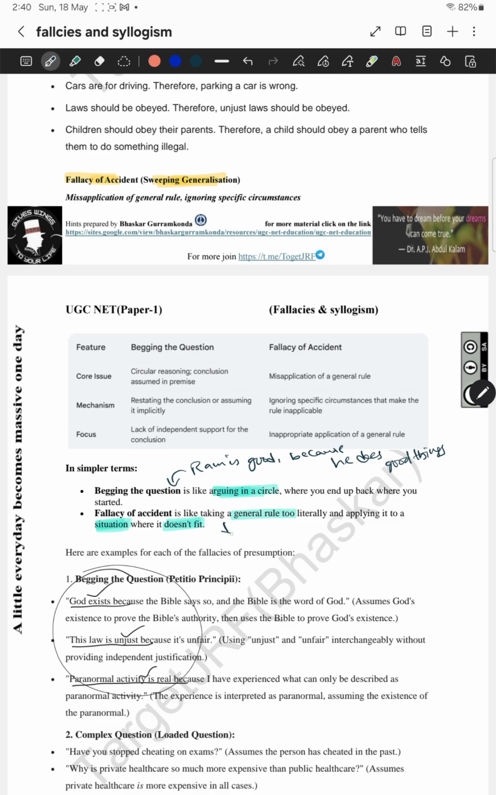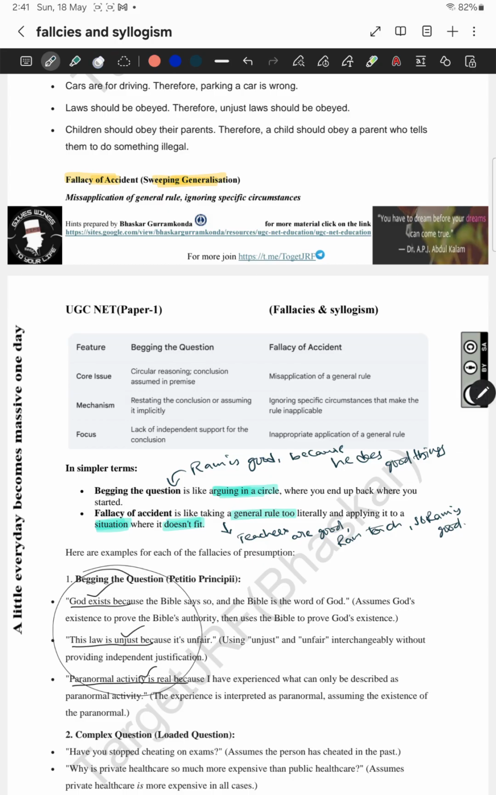If the same example has been written like this, not like Ram first: teachers are good, Ram teaches, so Ram is good. So actually we cannot say whether Ram is good or not. Whoever teaches need not be good. So that is a fallacy of accident.